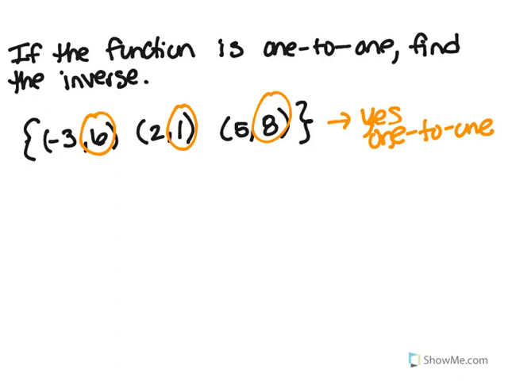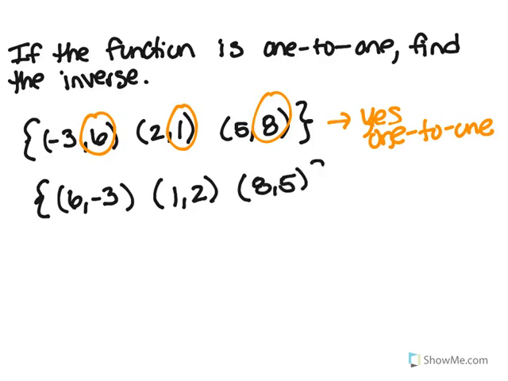So, since it's 1 to 1, they want you to give the inverse. The inverse would simply be me switching x and y. So I would have 6, negative 3 for the first pair, 1, 2 for the second pair, and 8, 5 for the third pair. That would be the inverse. Keep in mind to do the inverse with ordered pairs, kind of like that T-chart, you just switch your x and your y's.